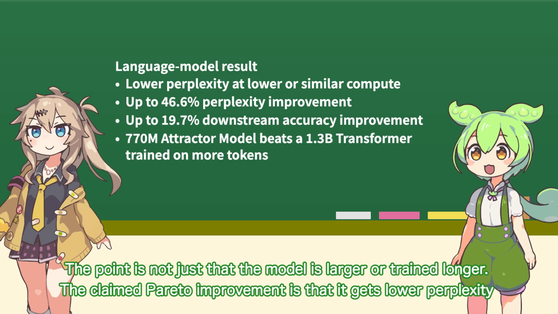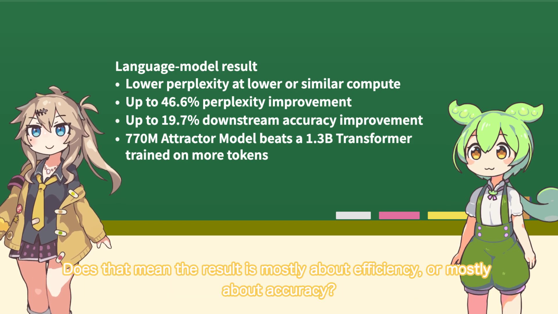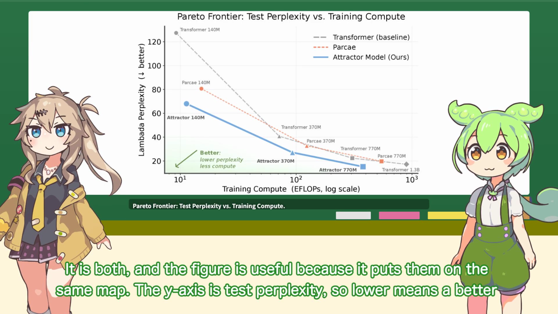The point is not just that the model is larger or trained longer. The claimed Pareto improvement is that it gets lower perplexity while spending less training compute than the nearby baselines. Does that mean the result is mostly about efficiency, or mostly about accuracy? It is both, and the figure is useful because it puts them on the same map.